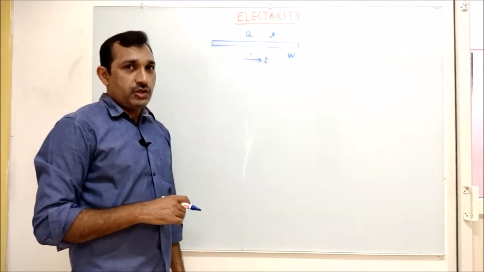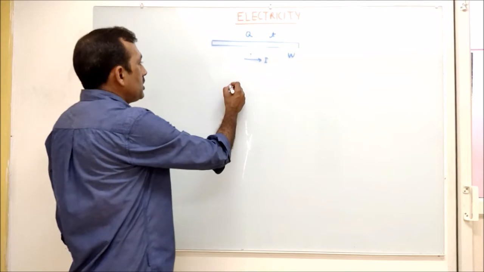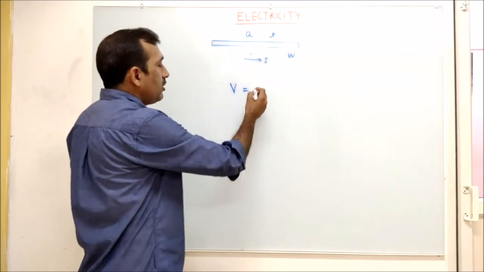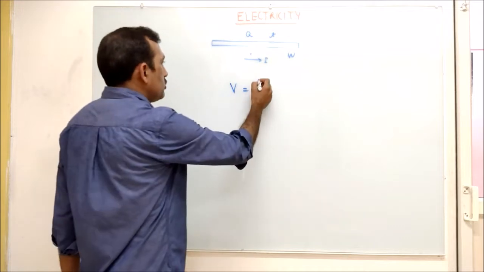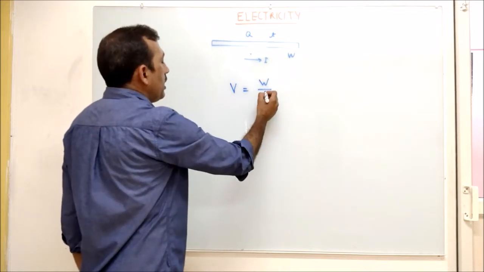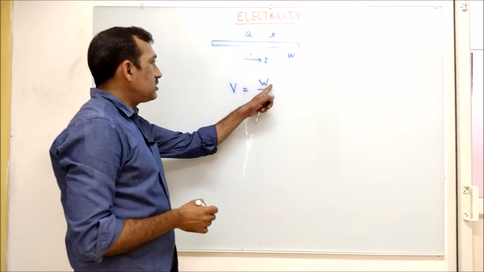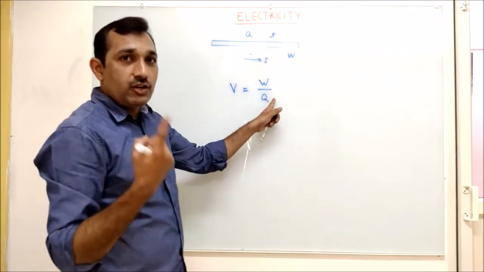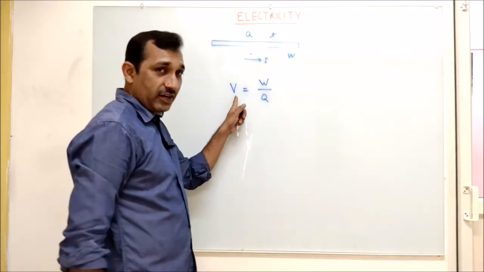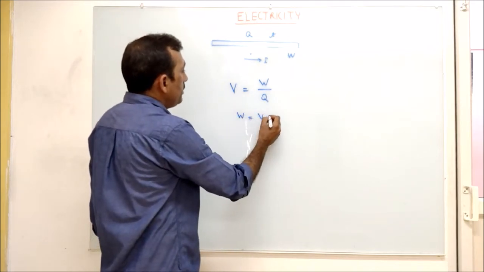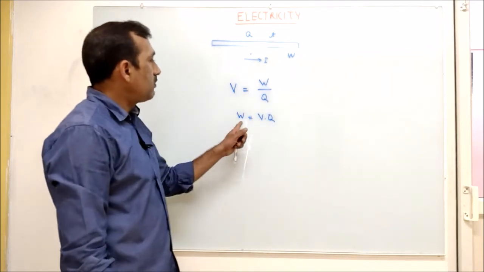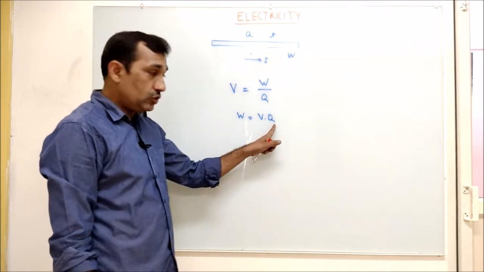From electric potential difference we know, what is electric potential difference? V equal to work done in moving unit charge. So total work done is W and total charge is Q. So W by Q is work done in moving unit charge, and that is equal to electric potential. So work done W is V into Q. Work done equal to V into Q.